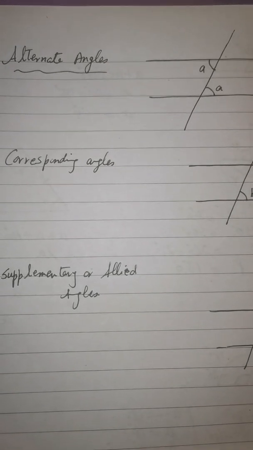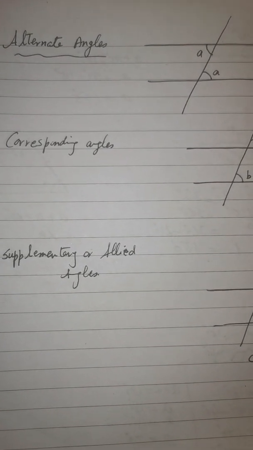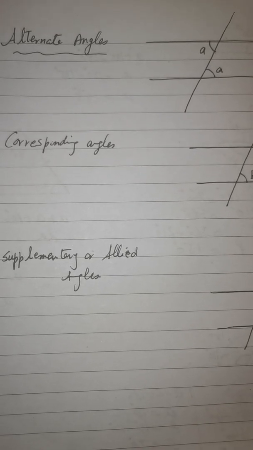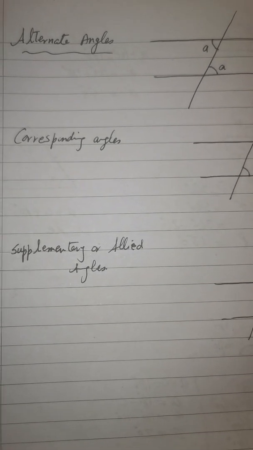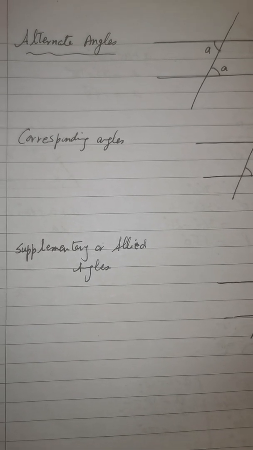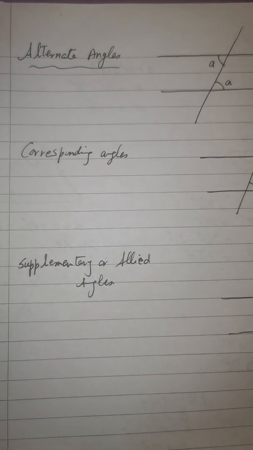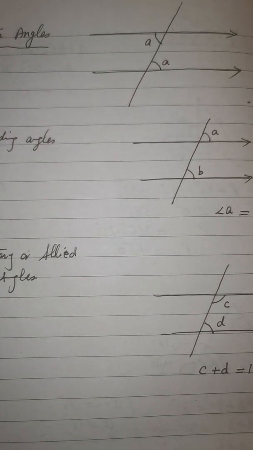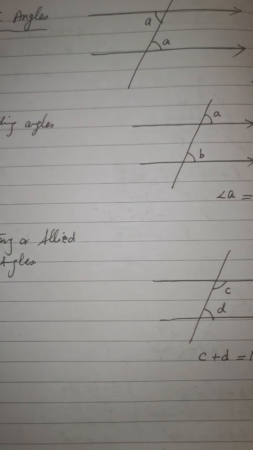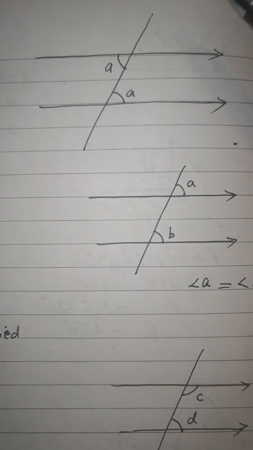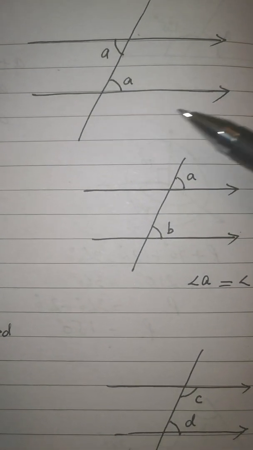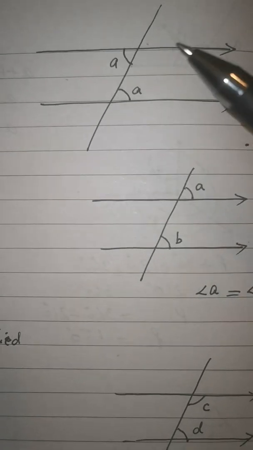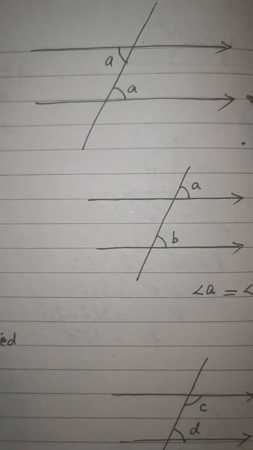Today in this video we will learn about alternate angles, corresponding angles, supplementary or allied angles. First of all, you have to keep in mind that these angles are made by two parallel lines, and these parallel lines are cut by a transversal. A transversal is any line which cuts two parallel lines. This is called a transversal, right? So here we have two parallel lines and they are cut by this transversal.